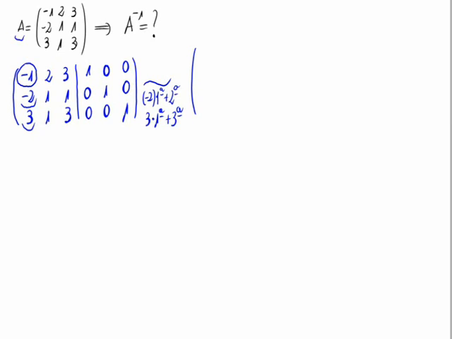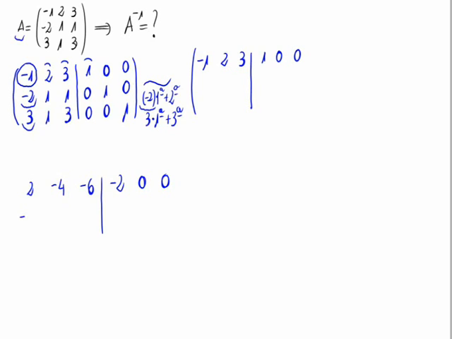As the first row is the one that makes the zeros, we copy it. And now we have to multiply the first row times -2. Let's multiply the first row times -2. So, -1 times -2 equals 2. 2 times -2, -4. 3 times -2, -6. 1 times -2, -2. 0 times -2, 0. And 0 times -2, 0.